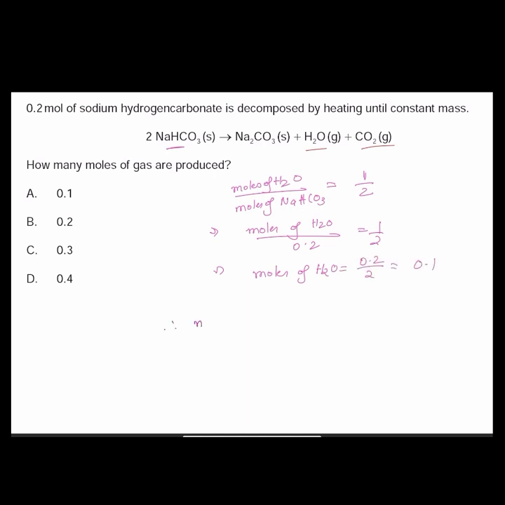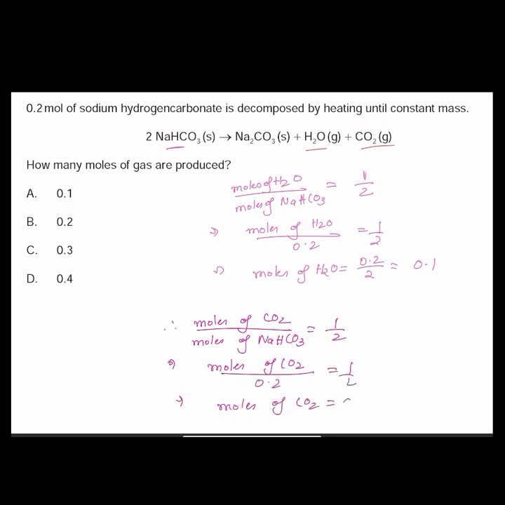Similarly, if you find the moles of CO2, you'll get moles of CO2 by moles of Na2CO3, which is the stoichiometric ratio. This will be equal to half. So moles of CO2 by 0.2 will be equal to half, so we'll get the moles of CO2 as 0.1. The total moles of H2O and CO2 would be 0.1 plus 0.1, that is 0.2.